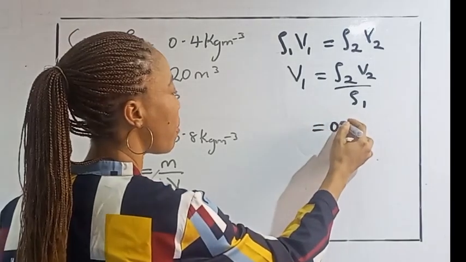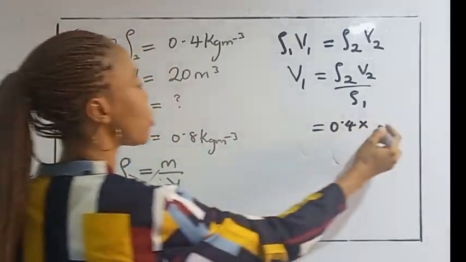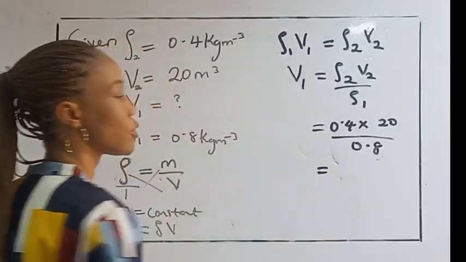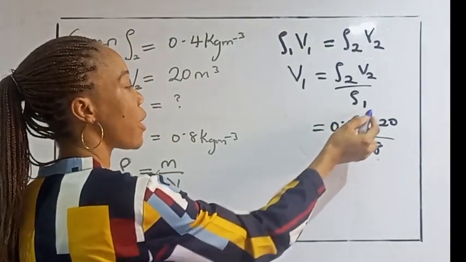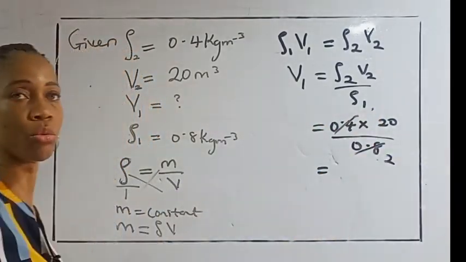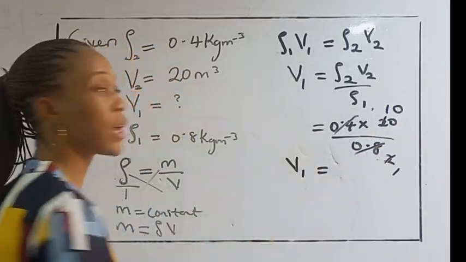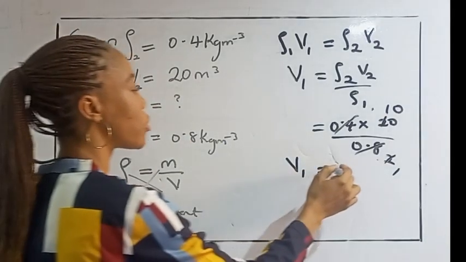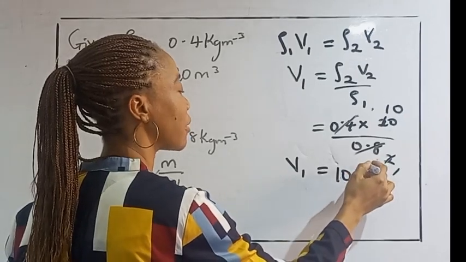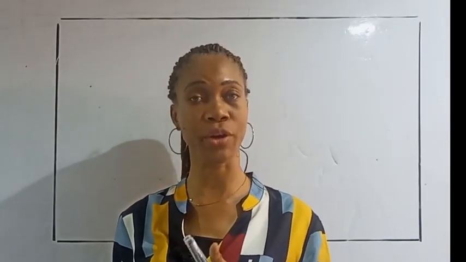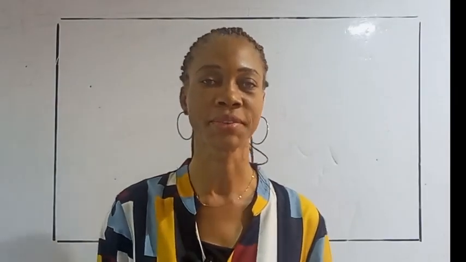Rho 2 is 0.4 times volume 2 which is 20, over the density 1 which is 0.8. So let's go ahead and divide. 0.4 divided by 0.8 will give us 1 over 2, so 20 times 1 over 2 gives 10. Therefore, the initial volume we are looking for will be equal to 10 meter cube. So you check which option gave us 10 meter cube. Hope you enjoyed the first JAMB question. Let's go to the second question.